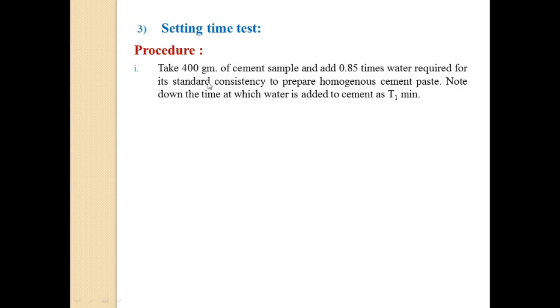First, we have to take 400 gram of cement again. Then we have to take water, which is 0.85 times the water required for standard consistency. Suppose our standard consistency limit of water content is 24%. So we have to take 0.85 times that 24% of water to prepare a homogeneous mix of cement paste. Now when we are adding this water into the cement, we have to measure the time from then. That is T1 in minutes.